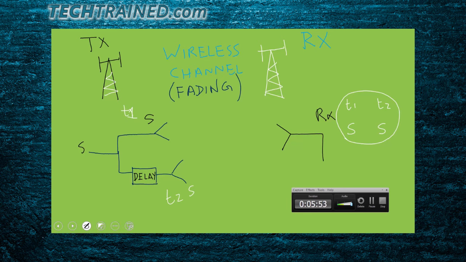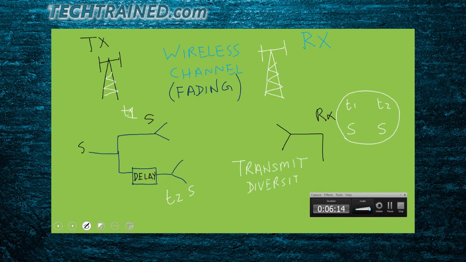Let's take another example. Before I go to the other example, let me label it here. So this is an example of transmit diversity. We will talk more about this later on. Okay, let's talk about another scenario here, and this time let me remove this one first. In this case, the scenario will be about improving throughput.